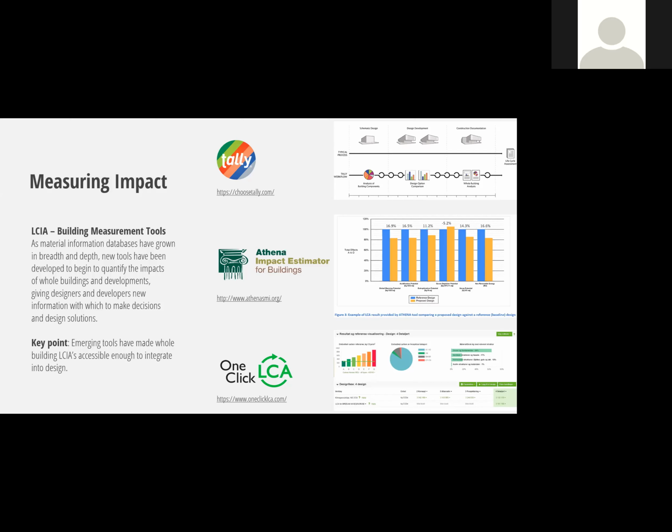Tally is a Revit plugin that essentially runs parallel to the design of a project in Revit and allows you to see how your project is performing throughout all the various phases, and you can even use it to look at different design iterations against each other to make decisions. Athena Impact Estimator for Buildings is built off of the Athena Institute's curated database of material information.